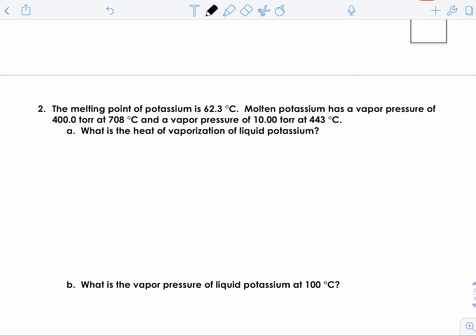Moving on, here we're looking at potassium. This is a pure substance. It has a vapor pressure of 400 torr when we're at 708 degrees Celsius, and a vapor pressure of 10 torr when we're at 443 degrees Celsius. We want to know what its heat of vaporization is using this information. So, we're talking heat of vaporization of a pure substance. We are talking about our Clausius-Clapeyron.